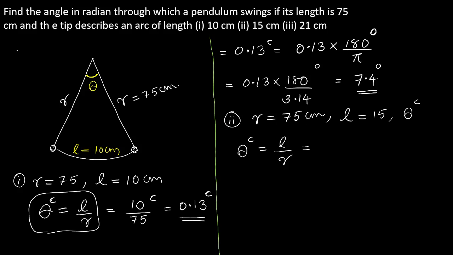In the second question, L is 15, right? By 75. Either you can simplify this or you can do the actual division. Let me do the division. 15 by 75 is 0.2. We get a good number. 0.2 radian. The third one will be homework. Only the number is changed. You can do it later.